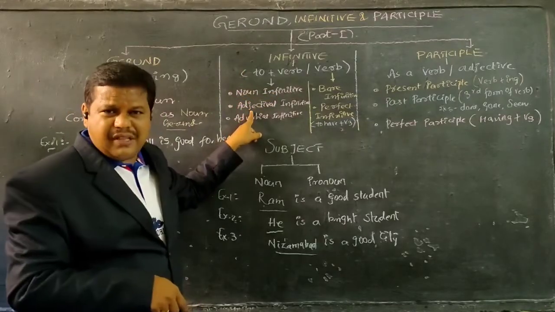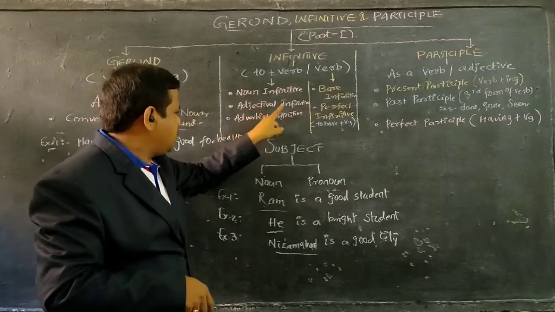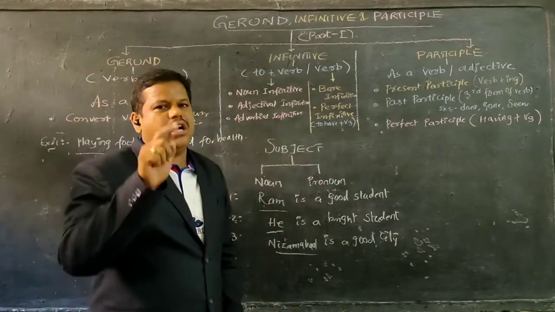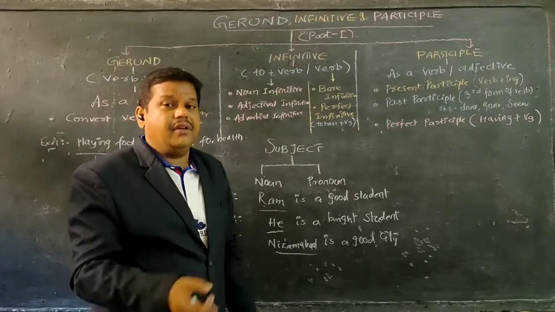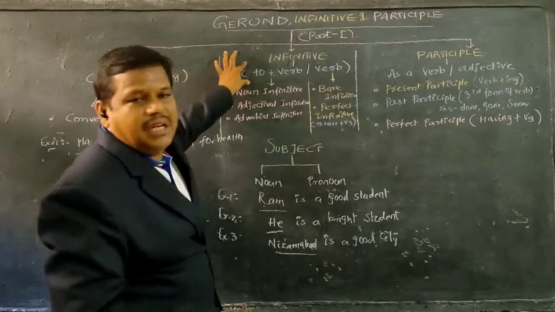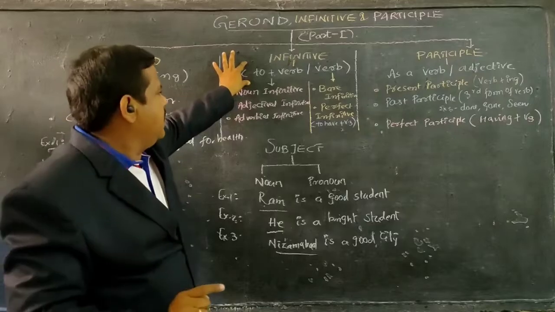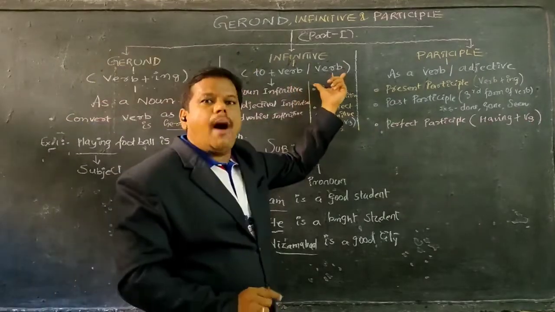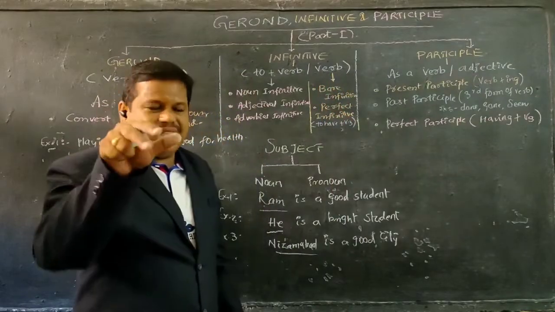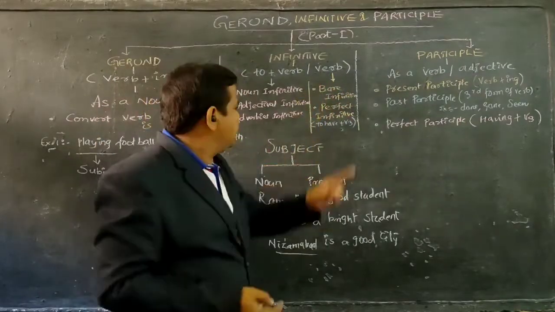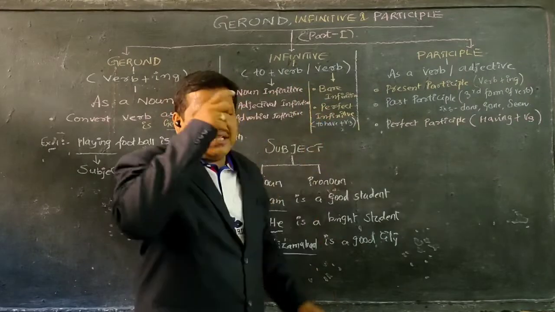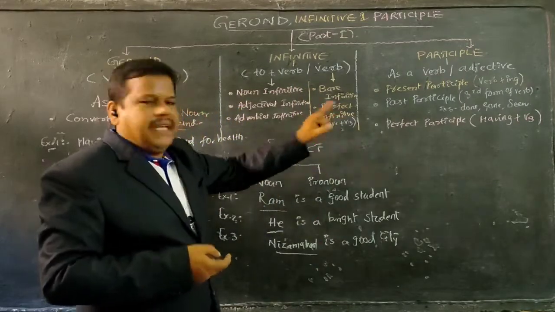When you are going to use it in the form of an adjective, that is called an adjective infinitive. When you are using it as an adverb, then it is called an adverbial infinitive. In these three cases we generally use to plus verb form. Similarly, when you are using only the verb in the object place, there are two types. The first one is called the bare infinitive, the second one is called the perfect infinitive.